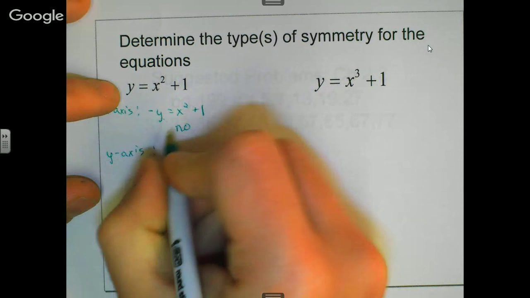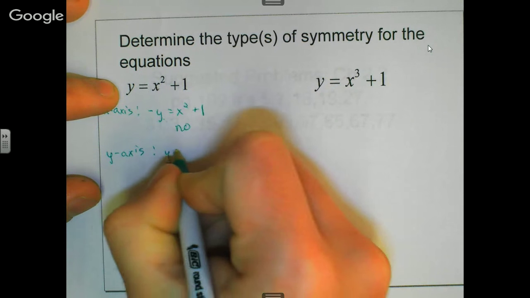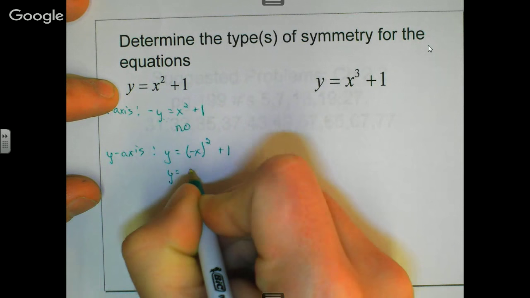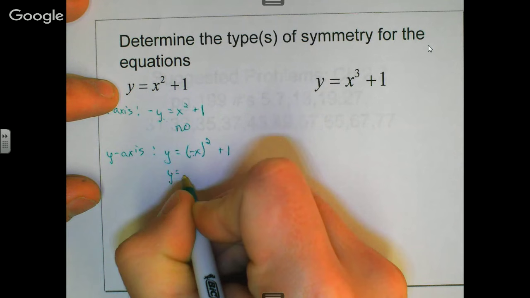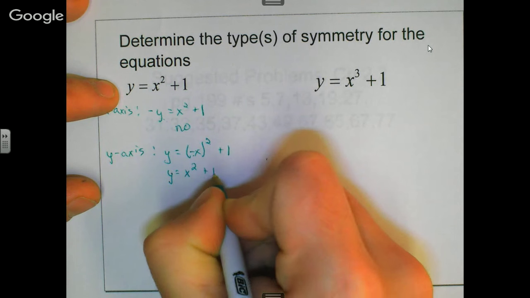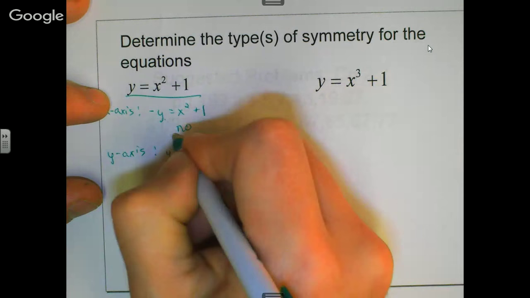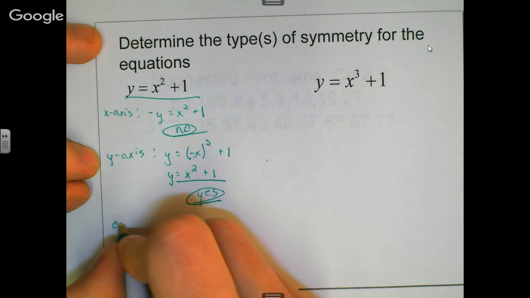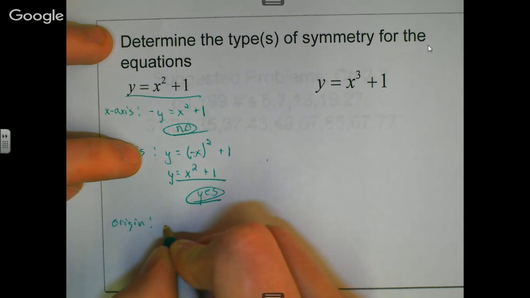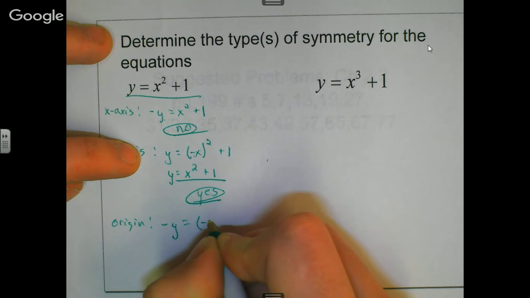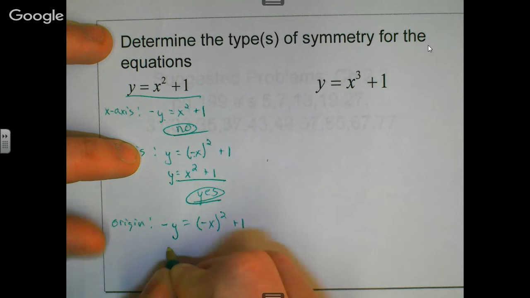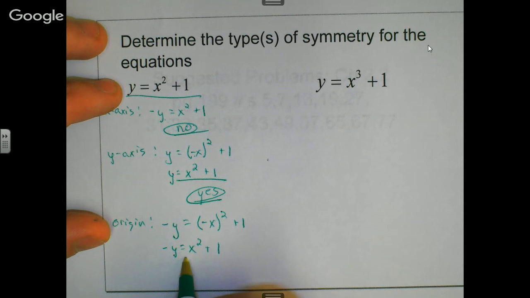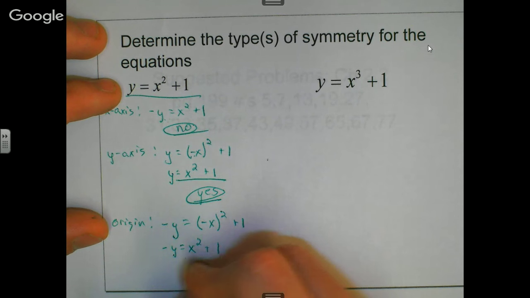Y-axis, we change x. So y equals negative x squared plus 1. Reduce it. So negative x times negative x is x squared plus 1. So those two are the same. So yes on the y-axis. Origin, we change both of them, but you probably are guessing that it will not. So negative y equals x squared plus 1. Since the original and this is not the same, it does not have origin.